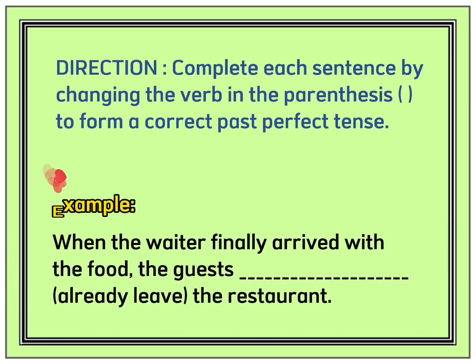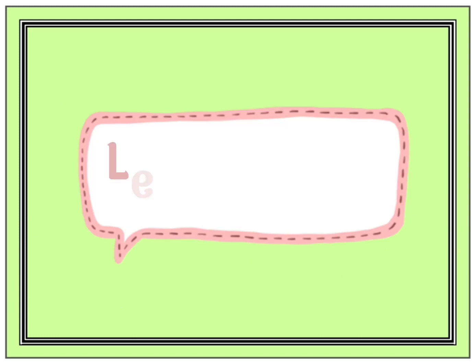Example: when the waiter finally arrived with the food, the guests (blank) (already leave) the restaurant. The answer is had already left. Are you now ready, kids?